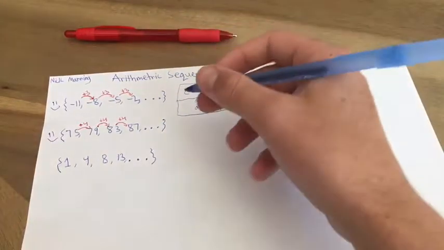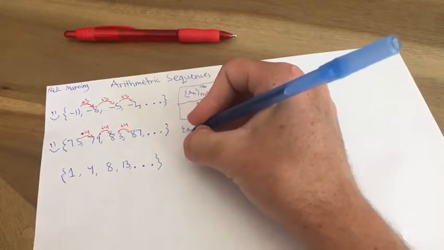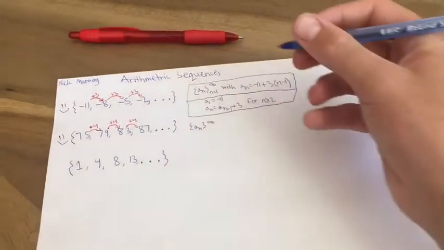So, same exact way we will write it. Our a sub n, and this has no end, so it's going on to infinity.